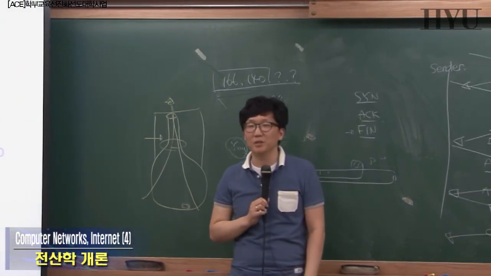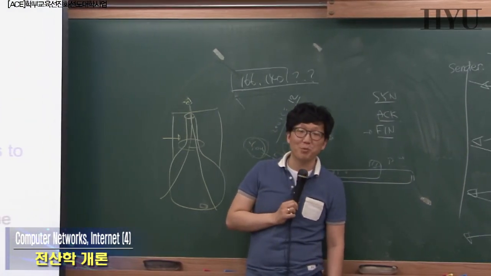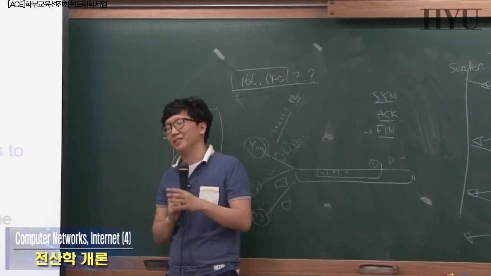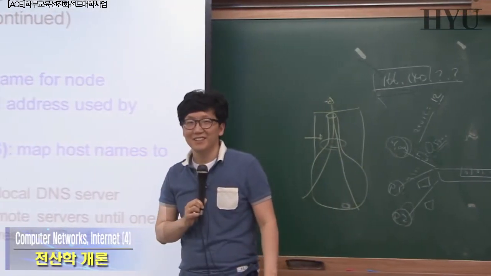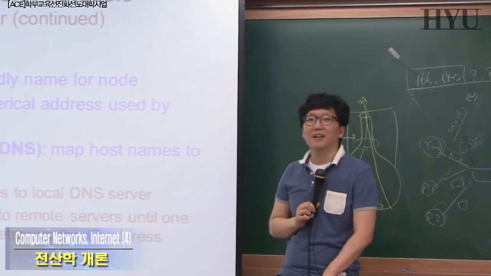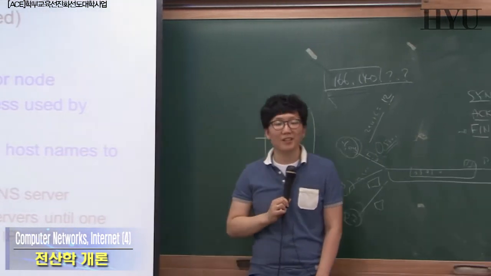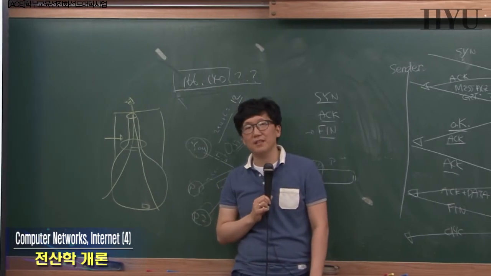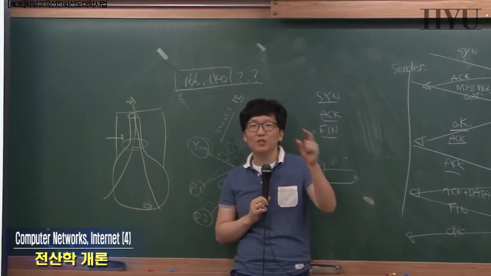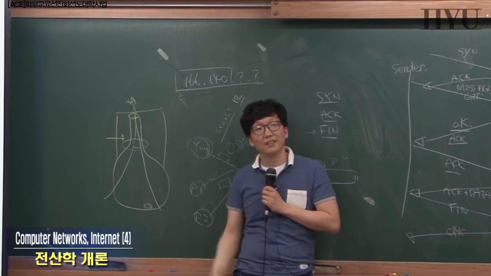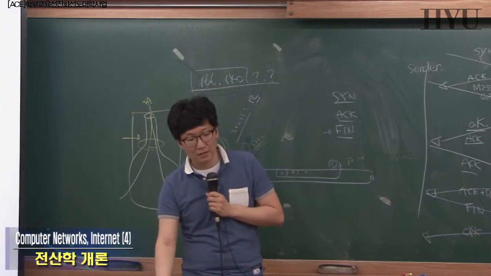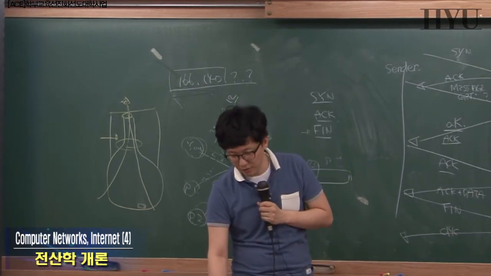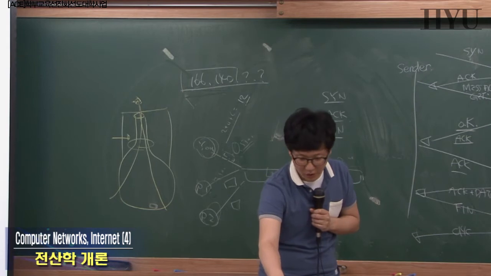I forgot naver.com's IP address too. Is it 124 something? Or 200 something? Anyway, every time you type in naver.com, somehow you get to that IP address. So there must be something in the middle that translates those names into IP addresses. This is called the Domain Name Service, the DNS service. Maybe I can show you on this desktop, not my machine.